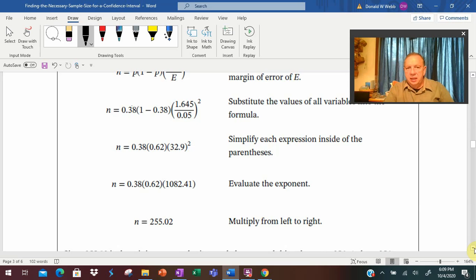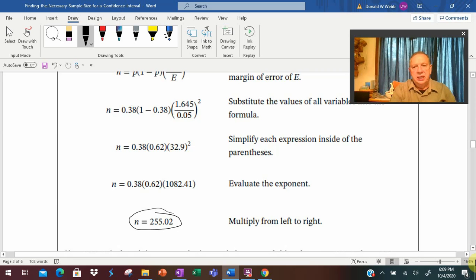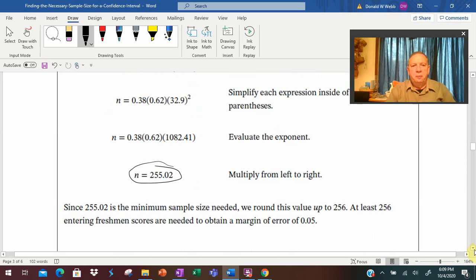I need to do my parentheses exponents, so I've got to do that. 32.9 times this, and then I multiply this out, and I get n is equal to 255.02. Now that's pretty close, but we still need to round up to 256. If this is not 0.0000000, and if I get a decimal place over here, just do one more person. If you can get 255, you can get 256.